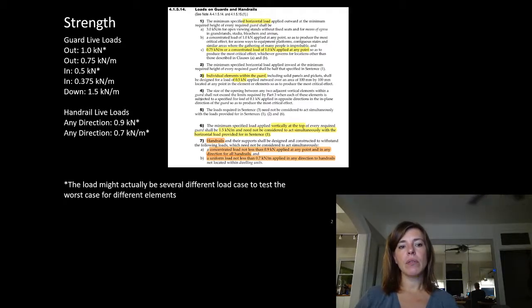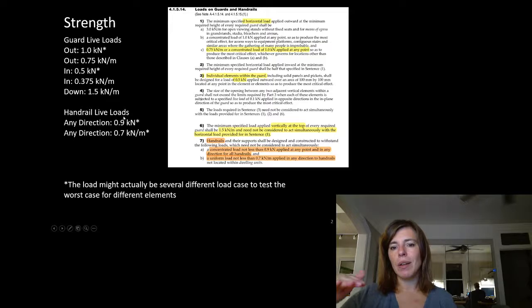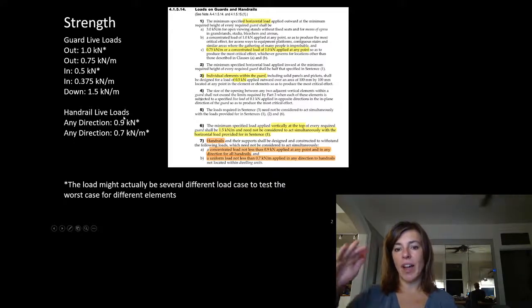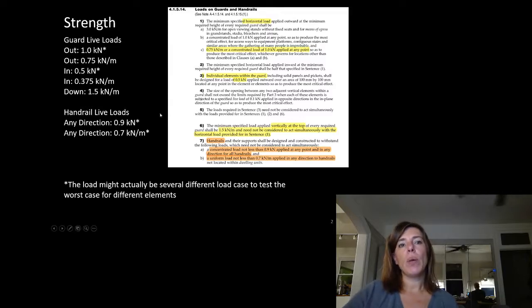The handrail live loads are slightly less. In any direction, you need a 0.9 kilonewton point load. So look at that. Inwards for a guard is only 0.5 kilonewtons, but for a handrail, it's 0.9. So you would assume that this always governs, but this happens at a lower point on the height of something. So if the post is doing dual duty, and then 0.7 kilonewtons per meter in either direction.